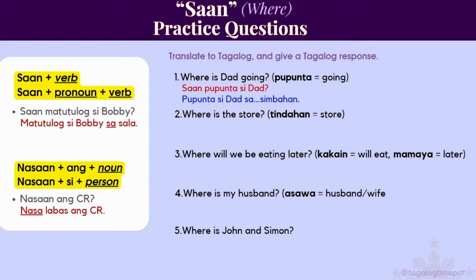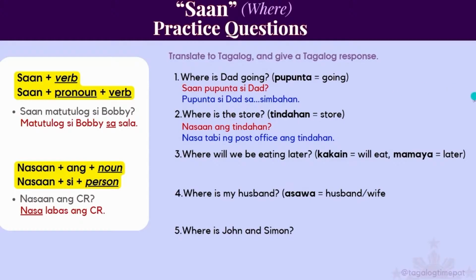Okay, so now let's do number 2. Where is the store? Tindahan is store. It would be nasaan ang tindahan. So we're asking about a noun, the store. So we have to use nasaan. Nasaan ang tindahan? The response, nasa tabi ng post office ang tindahan. Nasa tabi means beside. Ng post office means of the post office, so beside of the post office. Ang tindahan means the store. The store is beside the post office.